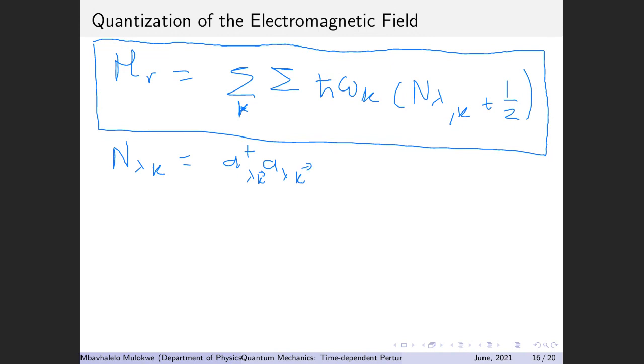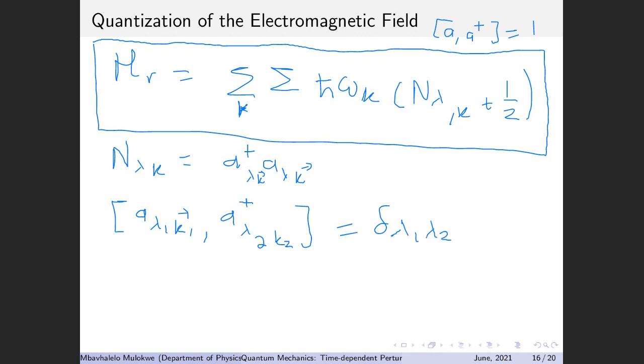And the algebra that these operators satisfy is the same way that I showed in the beginning. Remember that the commutator of a and a dagger was 1, but now for this system of independent harmonic oscillators for the electromagnetic field, you get a lambda 1 k1 with a dagger lambda 2 k2. This commutator gives you 1, but 1 written in terms of Kronecker deltas, so you get delta lambda 1 lambda 2, delta k1 k2. This is the analog of that.